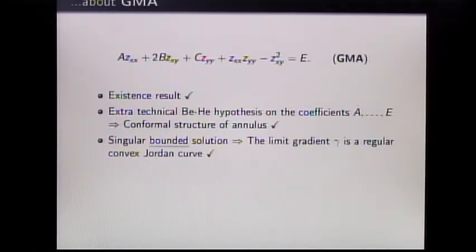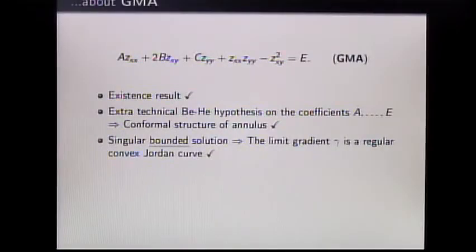Moreover, if you do not permit a cusp, if you impose that the slope of the solution close to the singularity is bounded, you can also prove that the limit gradient is a regular convex Jordan curve, also for this more complicated case.